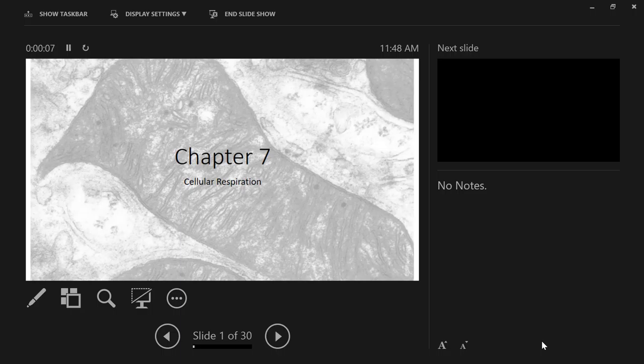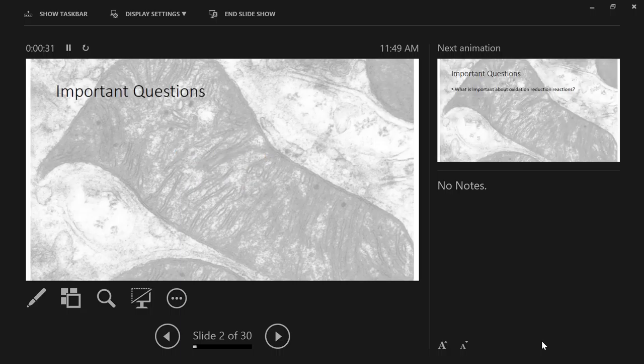So the backdrop of all of our slides in this section is going to be an electron micrograph of a mitochondrion. It's beautiful, because without mitochondria, we would not be able to generate the amount of ATP we need, 100 pounds of it every day in every cell in our body. So you need to learn to love your mitochondria, every one of them. Name them, love them.